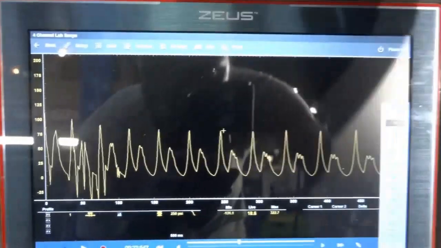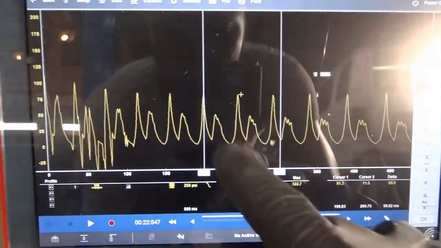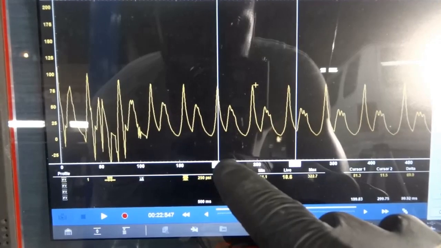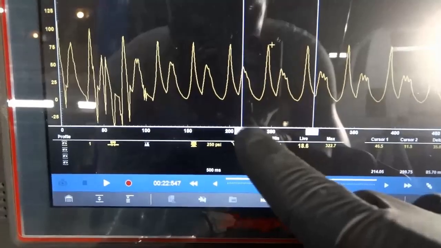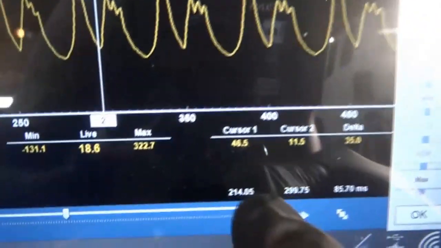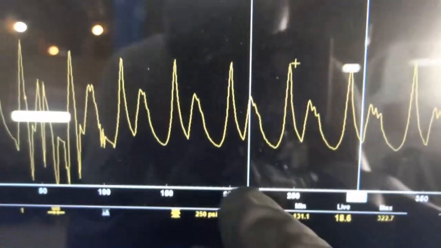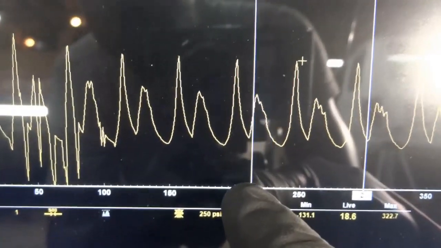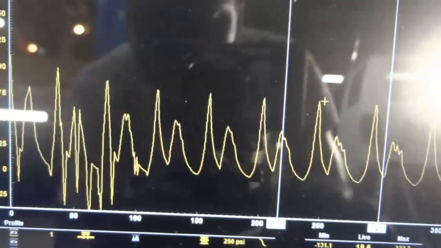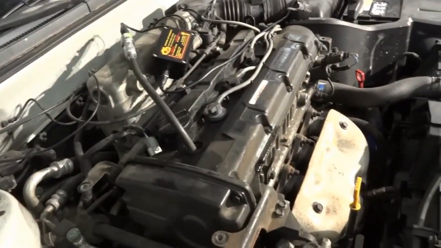So let's throw some cursors here so we can read the value of the peak pressure. Let's just use the first cursor right there. So cursor number 1 is reading 46 psi, which is really high. Okay, so this exhaust system is restricted. So that's pretty good. We have found out that the exhaust system is restricted.